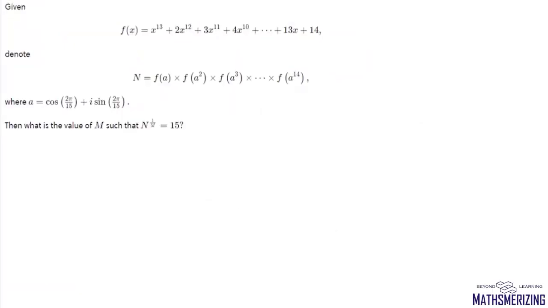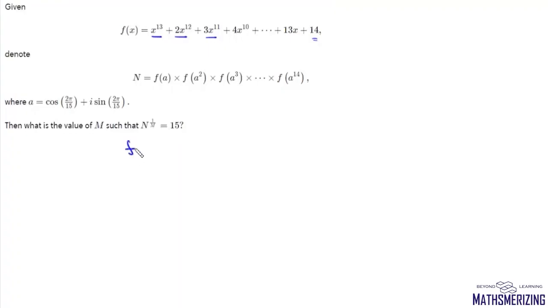Now here the question is, it says, given that f(x) is x to the power 13 plus 2x to the power 12 plus 3x to the power 11 up to 14, and N is f(a) into f(a square) up to f(a to the power 14), where a is 15th root of unity, then we need to find the value of m such that N to the power 1 by m is equal to 15.